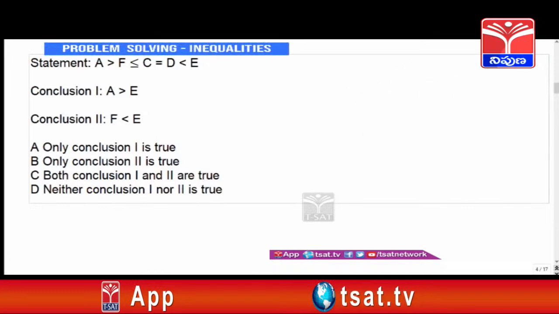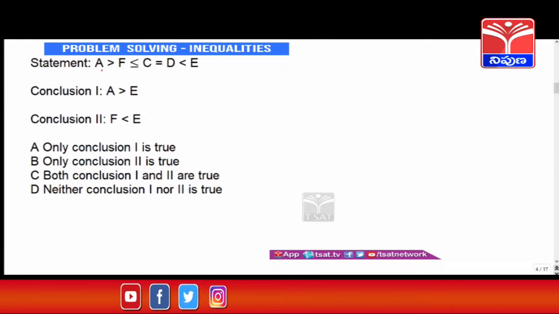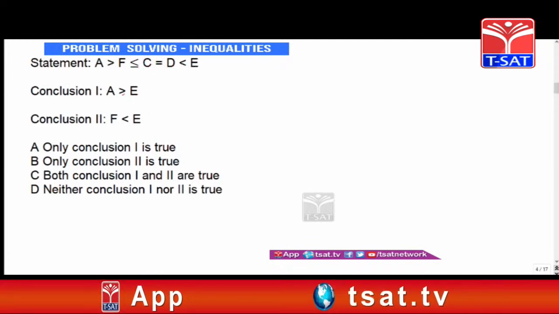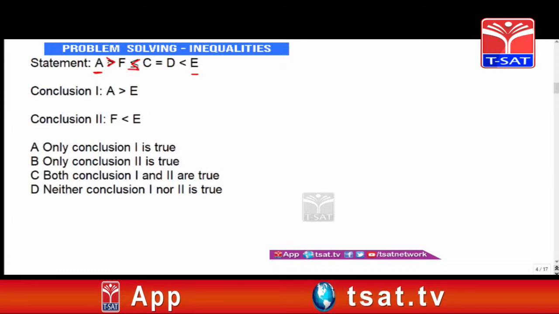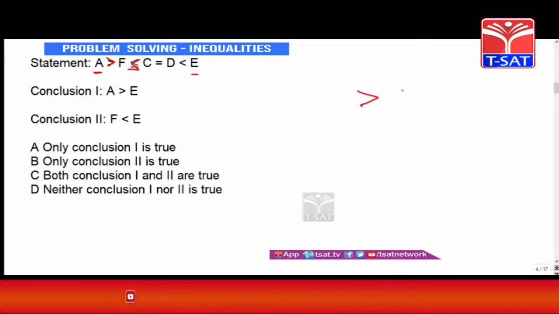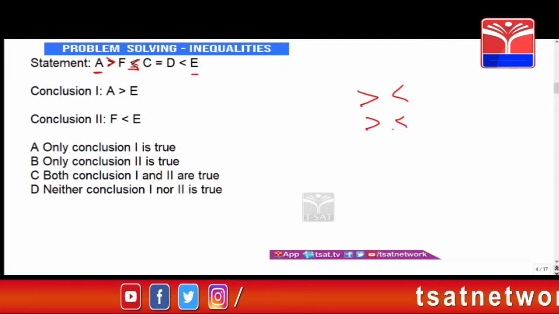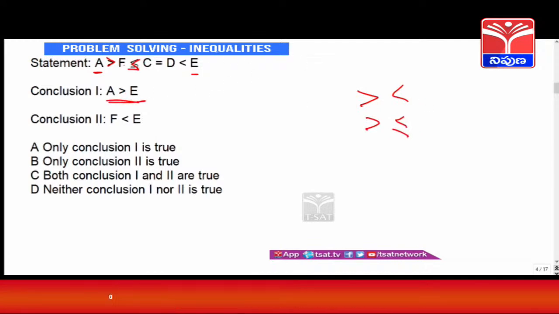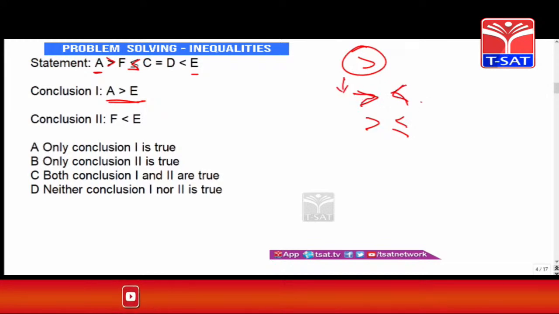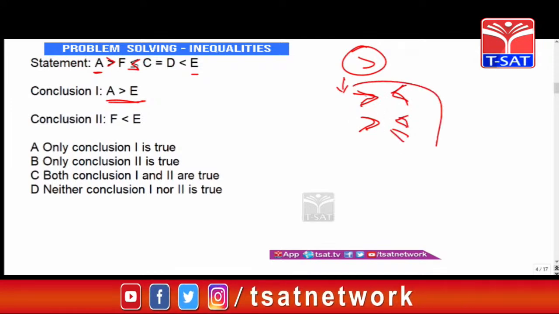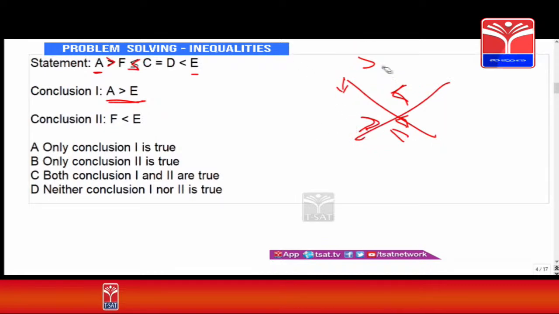So let's see one question and try to derive from this particular statement. The statement says A is greater than F, F is less than or equal to C, C is equal to D, and D is less than E. For example, the conclusion is A is greater than E. Where is A? A is here and E is here. In this case, you can say directly this is wrong. How? See here, A is greater than F. Okay, fine. But in the same way, F is less than C. Whenever these two opposite symbols, greater than and less than, or greater than and less than or equal to, follow each other, it's asking here A is greater than C. So only greater than we require. But you see the following conclusions: this is greater than and less than, greater than and less than or equal to. Whenever you see this, all these particular conclusions will become wrong. So directly you remember that.